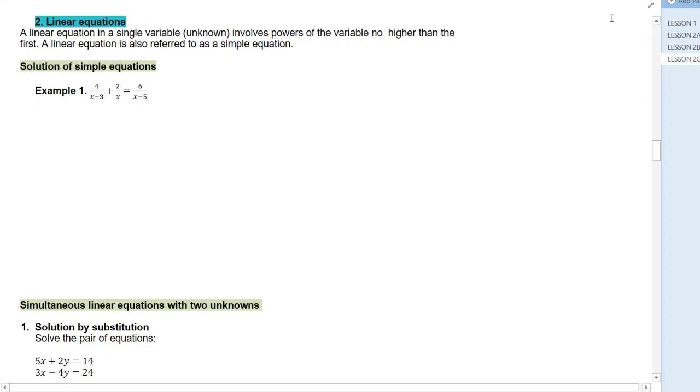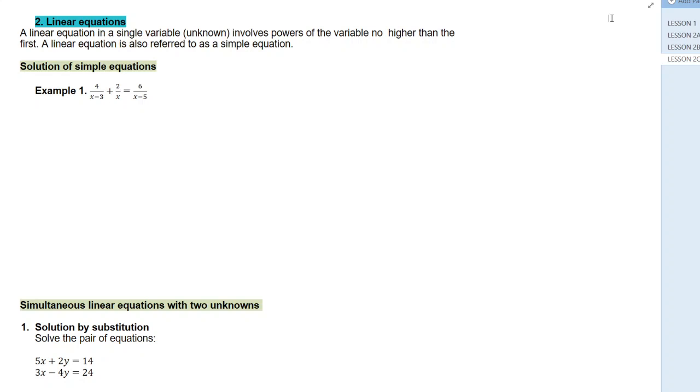We are done with your introduction to algebra. So now we move on to linear equation. A linear equation in a single variable, that is the unknown, involves powers of the variable no higher than the first. A linear equation is also referred to as a simple equation.